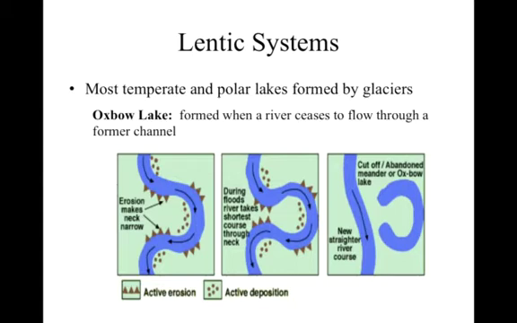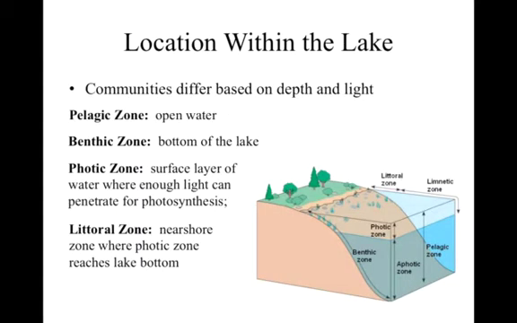Now we're going to move on to lentic systems, and most of these are temperate and polar lakes that are formed by glaciers and then the carved out rock fills. However, you can also get what's known as oxbow lakes, and these form when a river ceases to flow through a former channel and it gets cut off, and because it's no longer part of the flowing river, it stagnates and that forms a lake, that forms a lentic system.